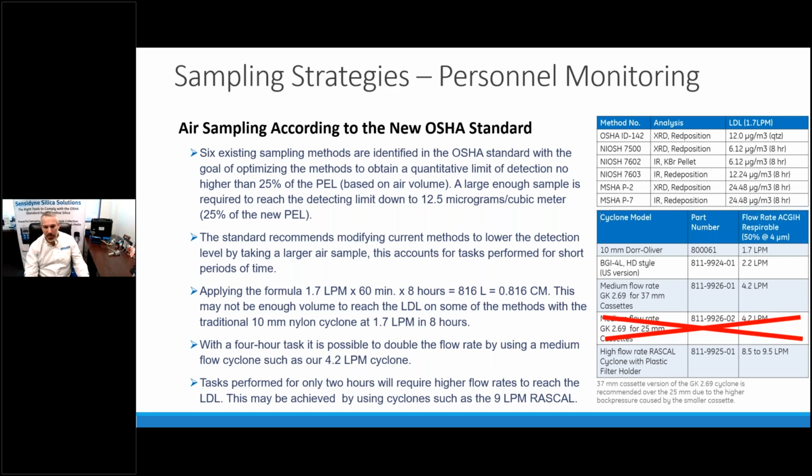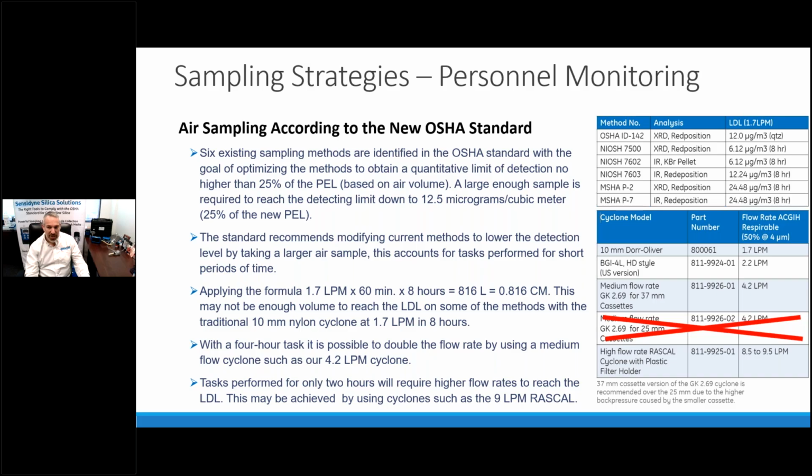Previously, using the formula that you see with a very commonly used cyclone, a Dorr-Oliver cyclone, this is that nylon cyclone that operates at 1.7 liters per minute. Basically, we said that you can sample for 8 hours, and if it's a very low exposure environment, you would be below the laboratory's limit of detection. So how do we get around that? We basically have several different alternative cyclones that are on the market that sample at a higher flow rate.